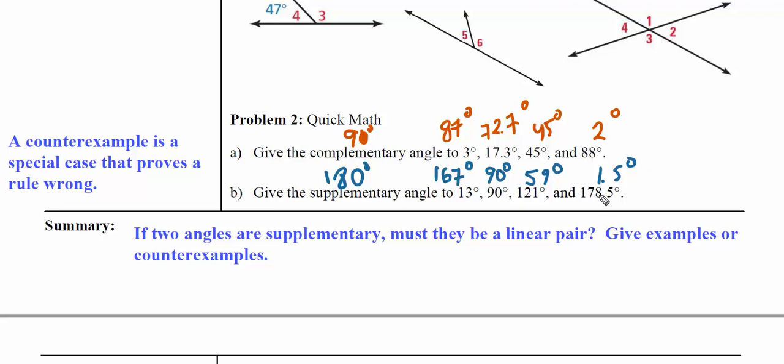For your summary, if two angles are supplementary, must they be a linear pair? Must. Give me examples or counterexamples. Perfect.